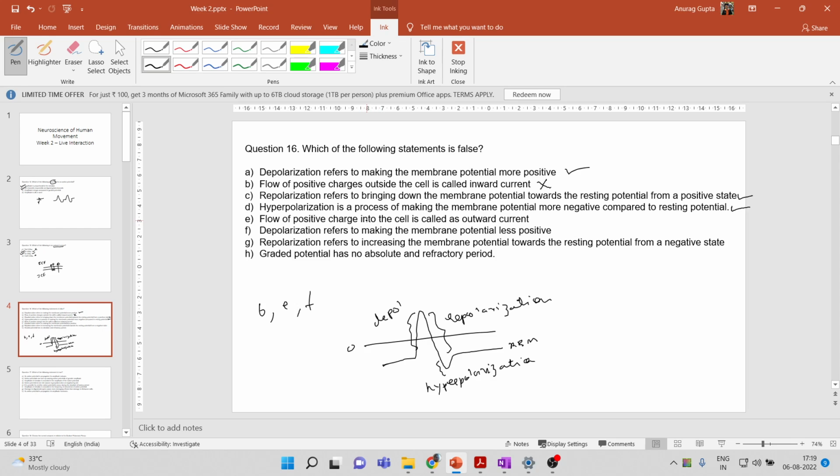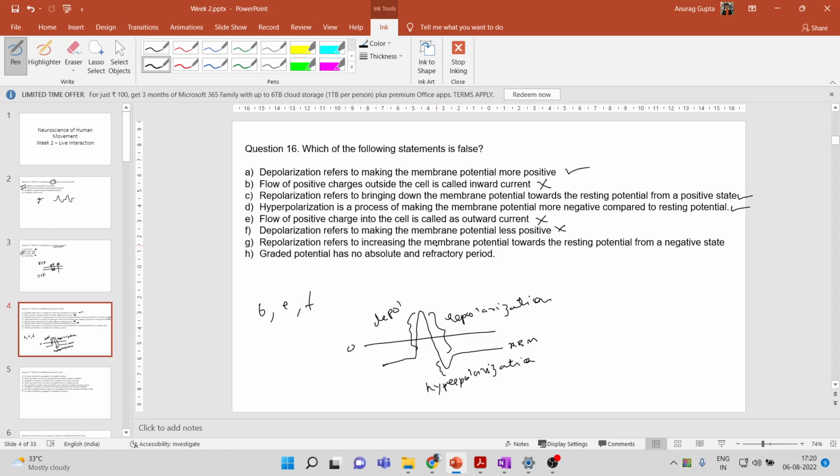Flow of positive charge into the cell is called an outward current. No, this is called an inward current, right? We just discussed this in one of the previous questions. Depolarization refers to making the membrane potential less positive. Again, this is false. We want to make it more positive. You can see here, we are trying to make it more positive.